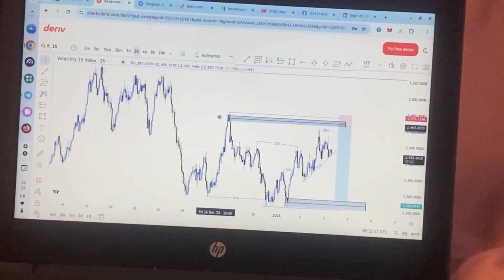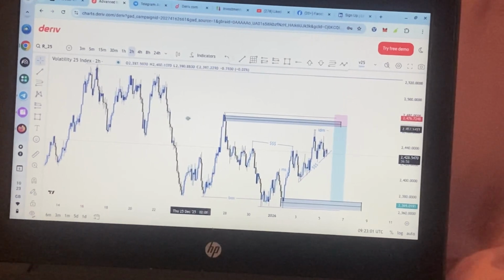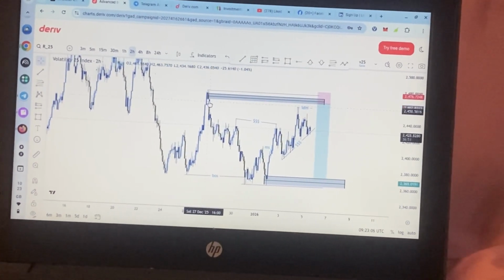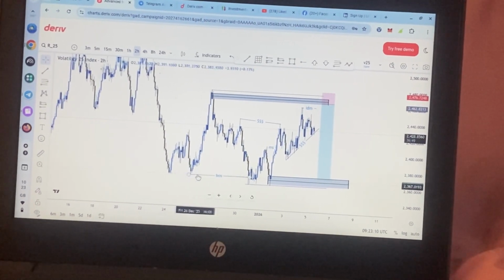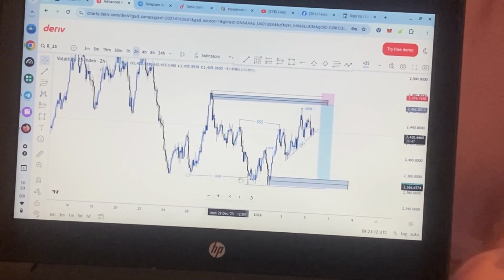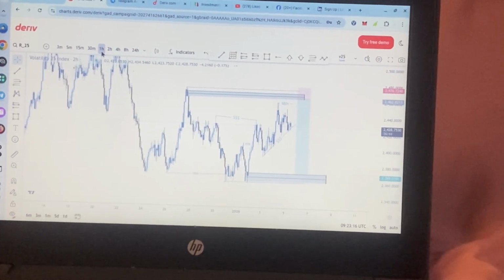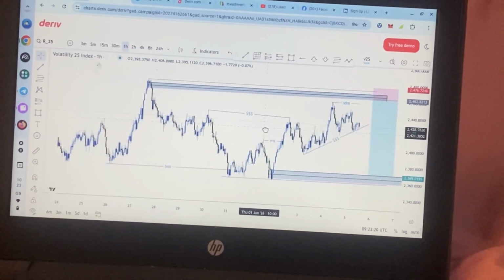So where is the origin? The origin is here, and price tapped into this origin, then dropped. After the price tapped into this origin and dropped, it gave us another break. You can see that it gave us another break, but it broke with wick. Let me go to 1 hour. So we need to break with body, not with wick.